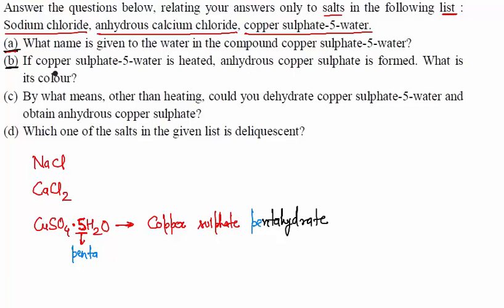Look at the second part. If copper sulfate 5 water, that is copper sulfate pentahydrate, is heated, anhydrous copper sulfate is formed. What is its color? Basically, what happens when you heat CuSO4.5H2O? This delta sign is for heating. And what is the color of this compound? This is blue crystal.